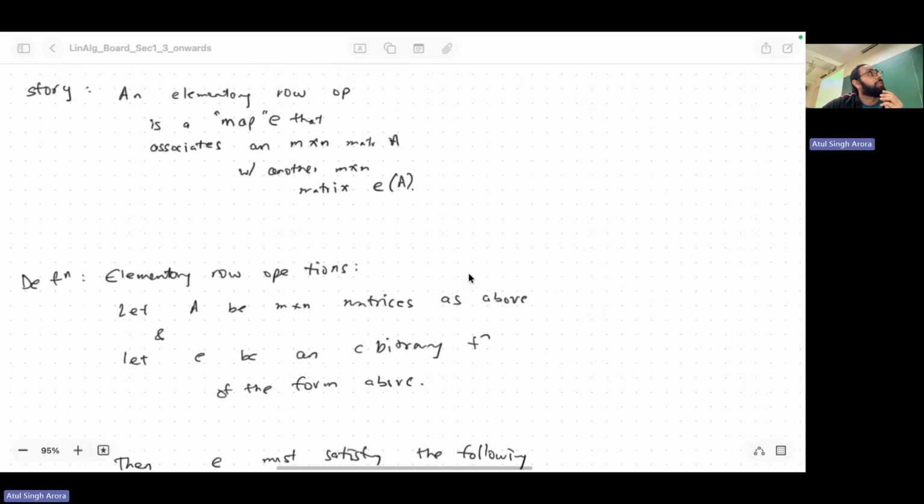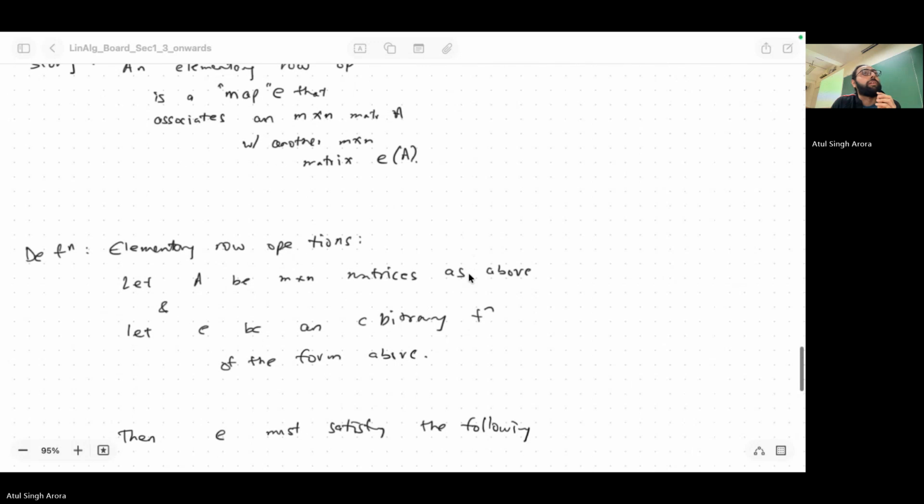It's a map E. So an elementary row operation is a map E that associates an m cross n matrix A with another m cross n matrix E of A. Yeah, it's just the name of the variable. It's just a map E, like you know, a function X. Of the form above.